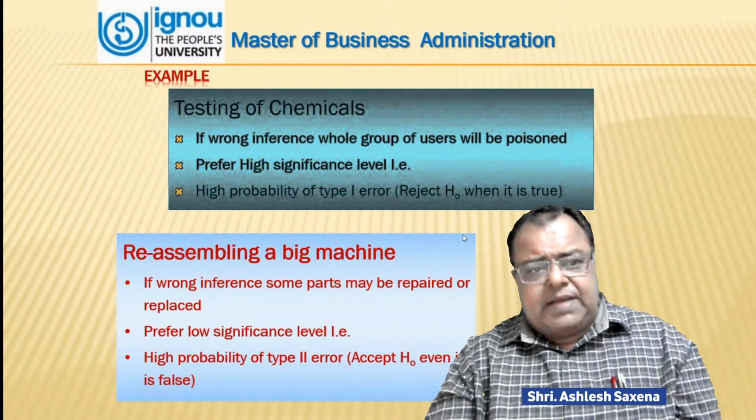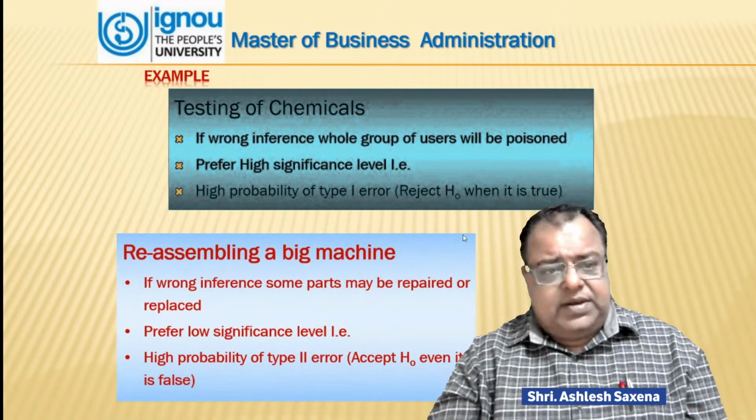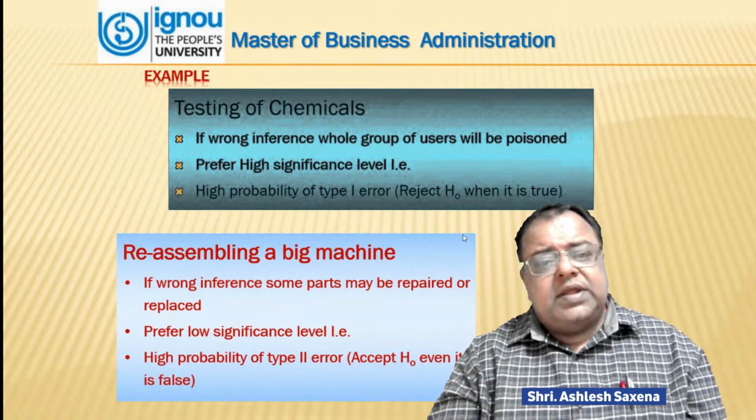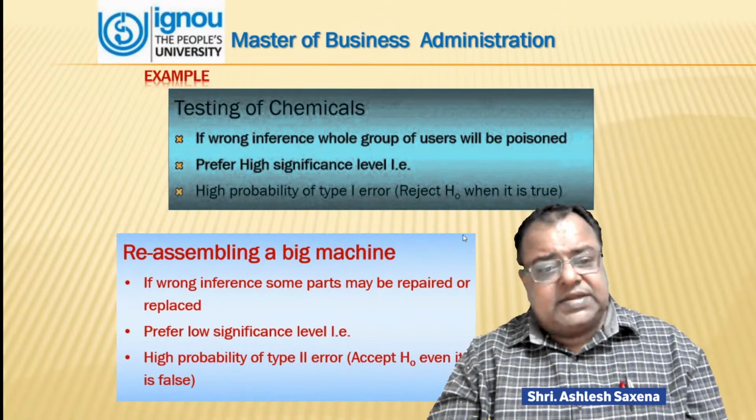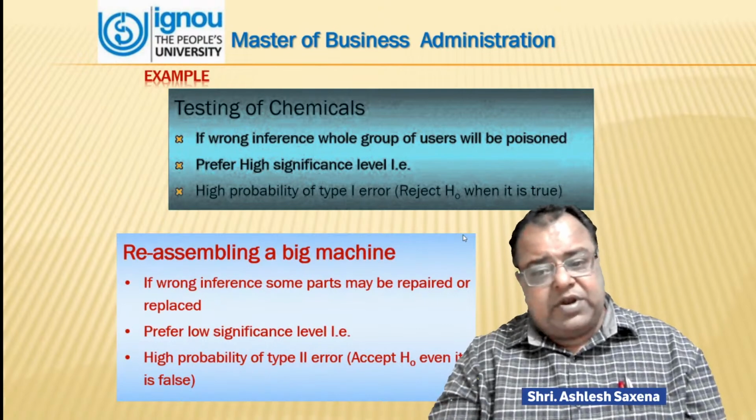We take up examples. Testing of chemical. If wrong inferences are drawn, the whole group of users will be poisoned. Prefer high significance level, that is high probability of type 1 error, and reject H naught when it is not real.